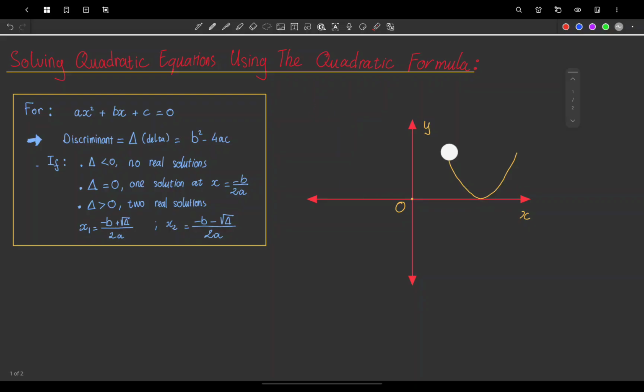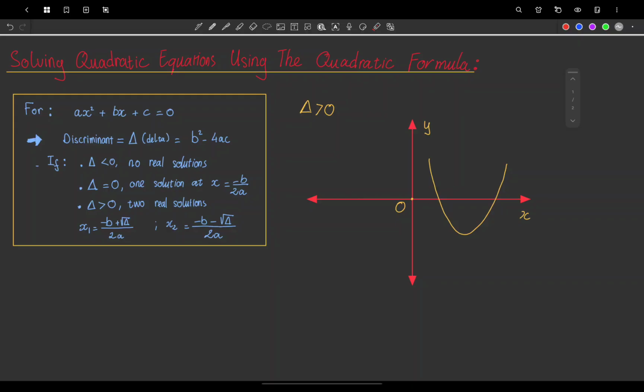What if the discriminant is larger than 0, or otherwise a positive number? Then we have two real solutions. What would the graph of an equation like that look like? It will look something like this. The parabola touches the x-axis at 2 points, and hence we have two x-intercepts, hence two x values.